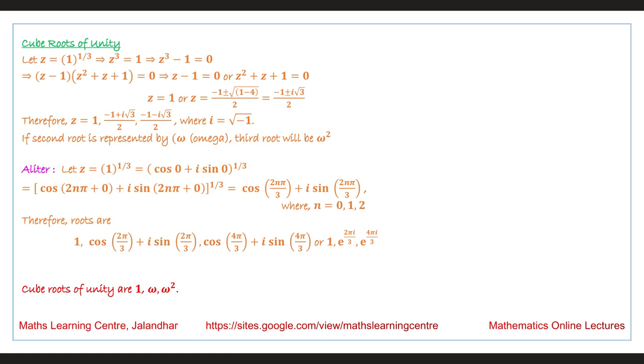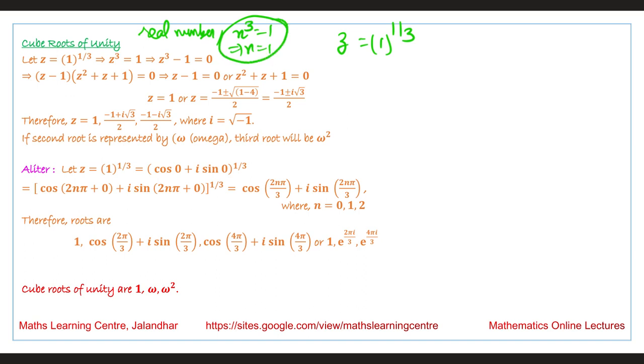Next is cube roots of unity. So we are saying that if we are having z is equal to 1 raised to the power 1 by 3, we already know that when we are talking about the real numbers, then we have x cube is equal to 1. This implies x is equal to 1.